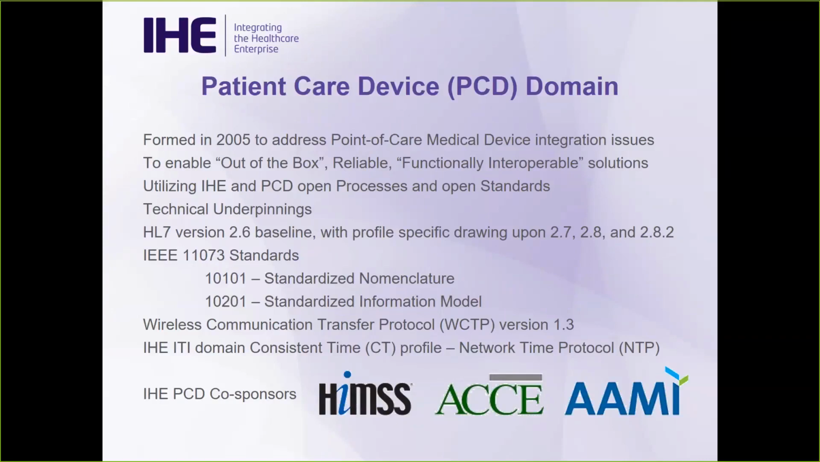The dominant standard, speaking of standards used, is HL7 version 2.6, with some incidental usage of versions 2.7 and 2.8 as well. Internationally, it should be noted, some lower levels of HL7 versions are also used, such as in Japan, where we've seen version 2.3 used with our profiles. For object models and nomenclature, it should be noted that PCD uses the IEEE 11073 standards for nomenclature and information models, and that'll also be referenced later on in the presentation.